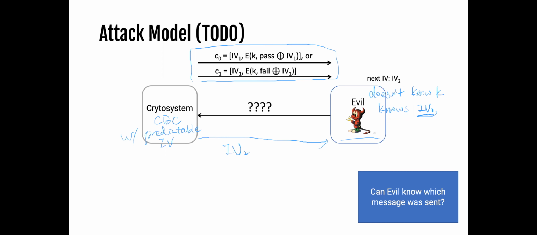So if Evil knows that IV2 will be used as the initial vector in the next message, then what can Evil do to know which message the crypto system sent before, between C0 and C1, which one is the correct one that the crypto system sent to Evil? Like, how can Evil know whether or not Bob passes the exam? I'm going to give you some time, and meanwhile, I am going to go through the chat.